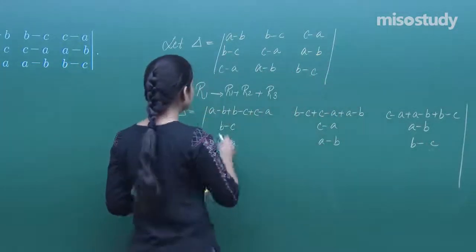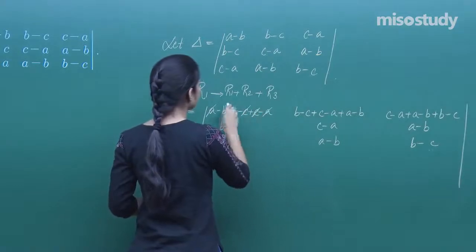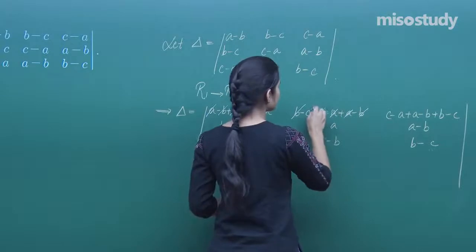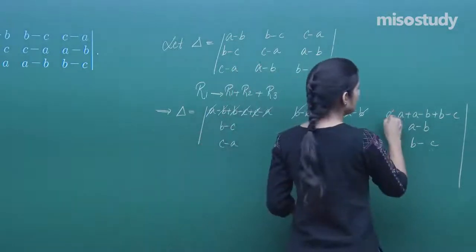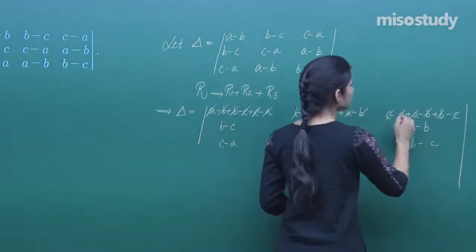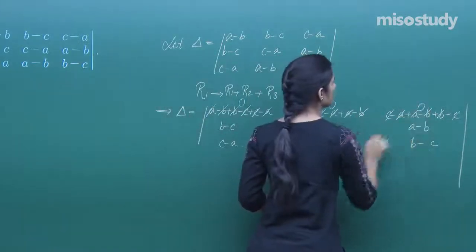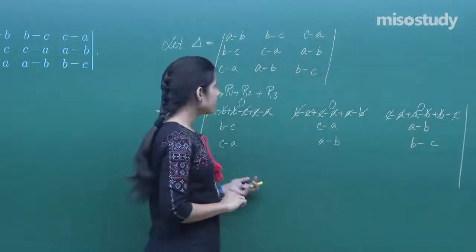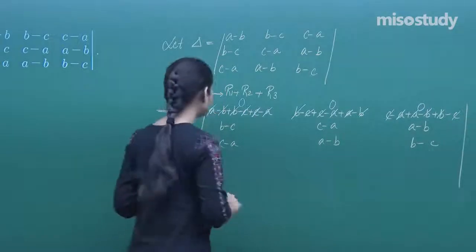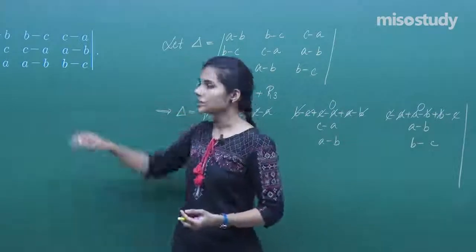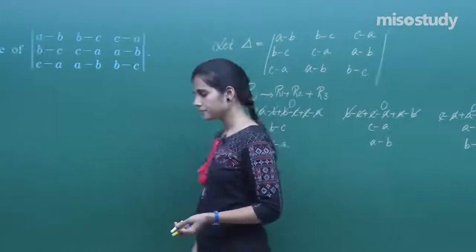Now you can see plus A minus A, plus C minus C, plus B minus B in every entry. You can see there is a 0 over here, 0 over here, 0 over here. Any determinant with any one row completely full of zeros is actually equal to 0, and therefore the value of this determinant is nothing but simple 0.